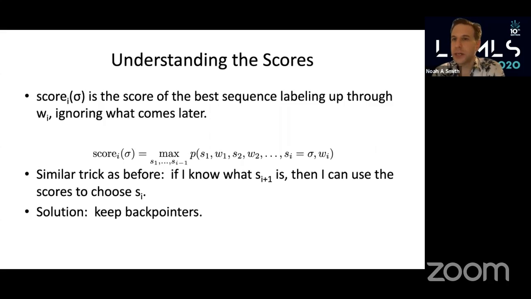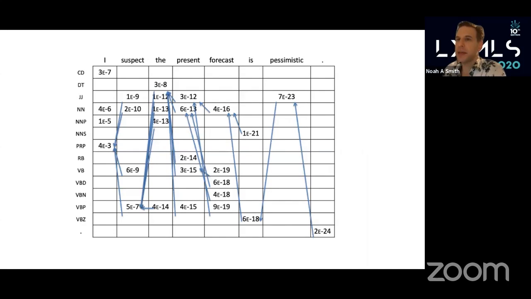This is a similar trick to what we used before. If I know what Si+1 is now, then I can use it to choose which Si got me to that Si+1. And so the trick here is to keep a back pointer. Every time I make a max choice in calculating one entry in the table, I'm going to remember what was the argmax of that choice, and I'm going to keep a pointer back to that preceding cell that got me to the argmax.